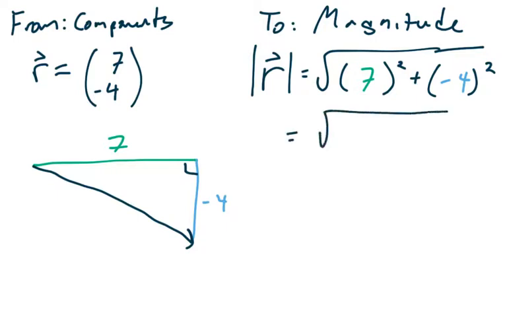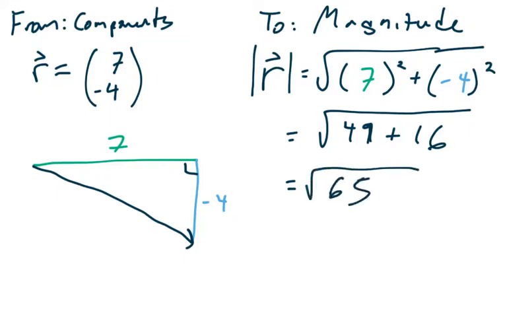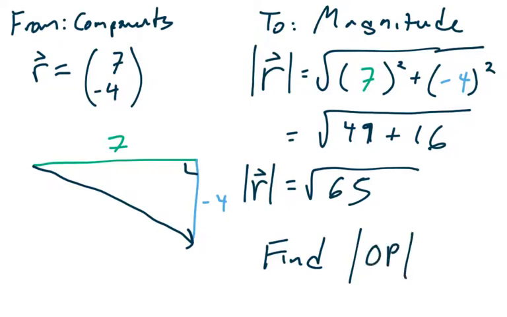So the magnitude of r is just going to be 49 plus 16, so that makes the square root of 65. So that's the magnitude. Anytime you're finding the magnitude, you're going to use Pythagorean. If you see something like "find OP" or "find the magnitude of that" on the IB exam, it's just telling you to use Pythagorean.